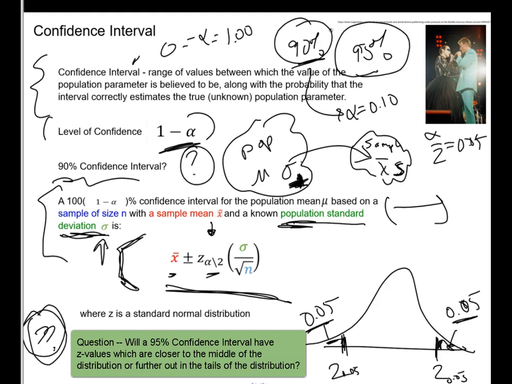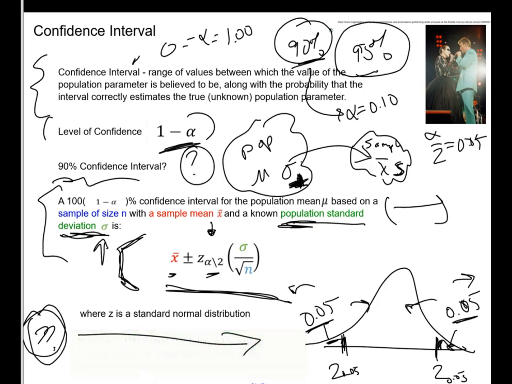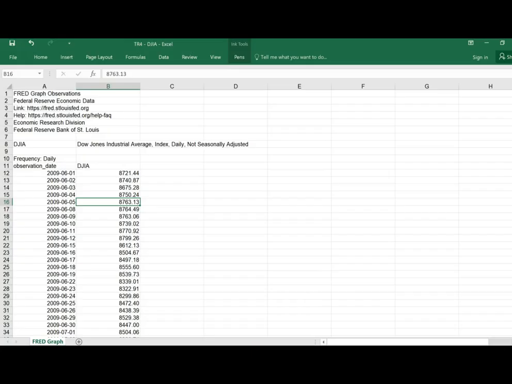Will the value of z be to the left or to the right of this point and this point? Will it be closer to the middle, or will it be further out in the tail when we have a 95% confidence interval? I want to consider how to estimate a confidence interval in Excel, and we're going to do this the long way first.